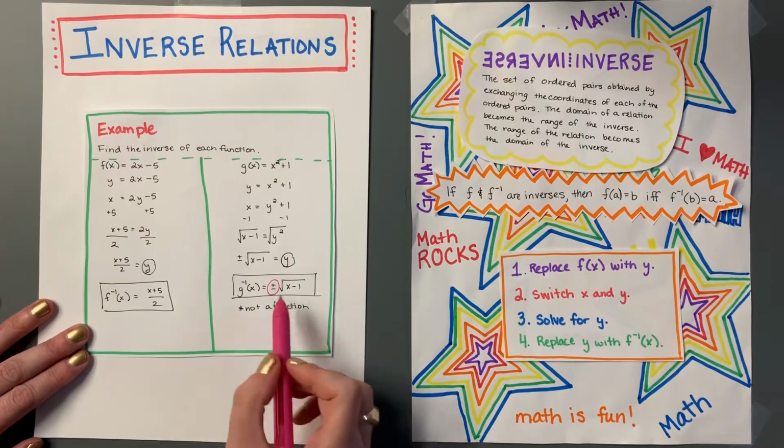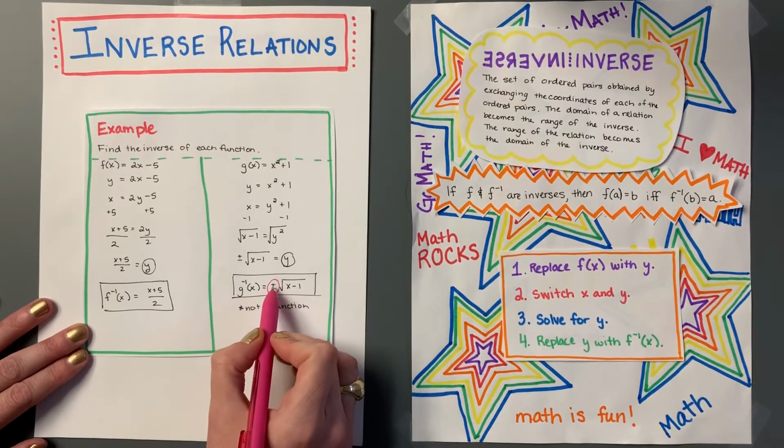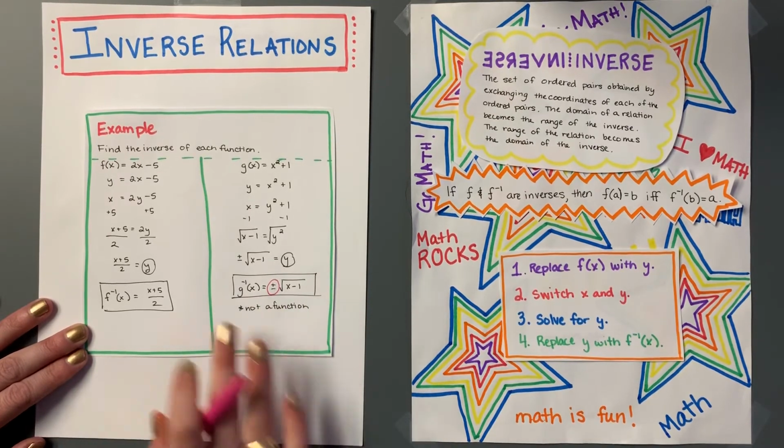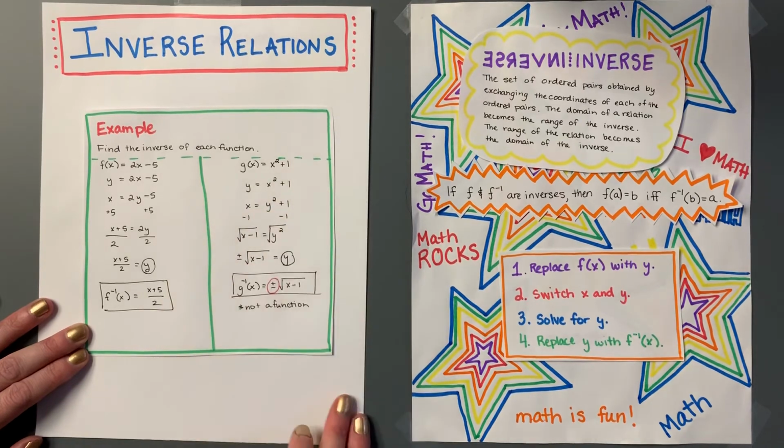What ends up happening is we often will simplify this down to just be the positive piece so that we have a function. But technically, this should be plus or minus for it to be the true inverse.